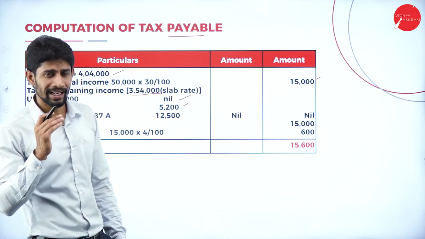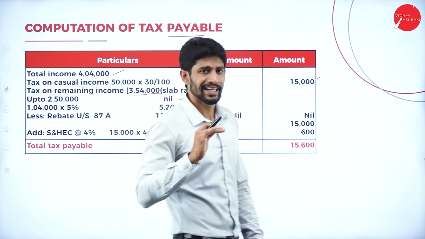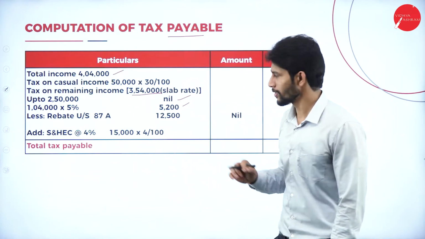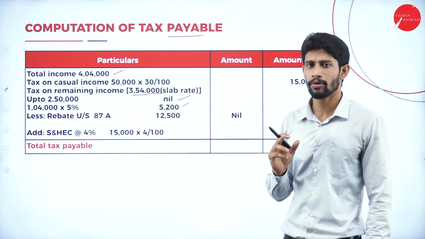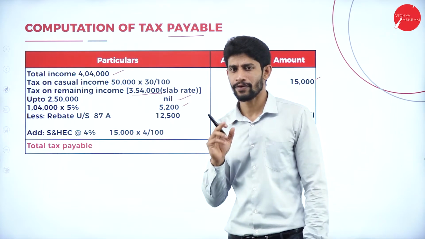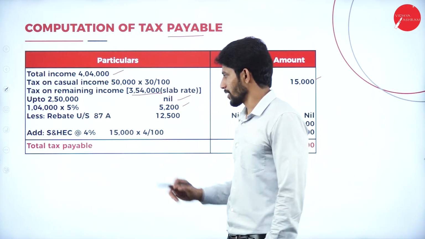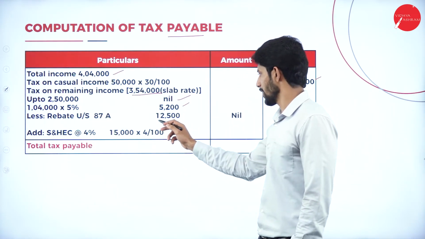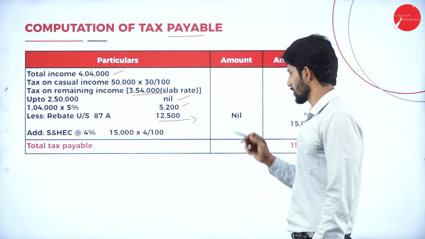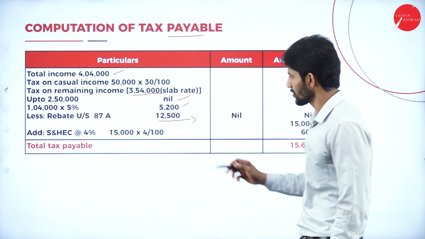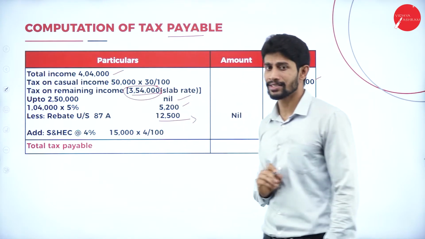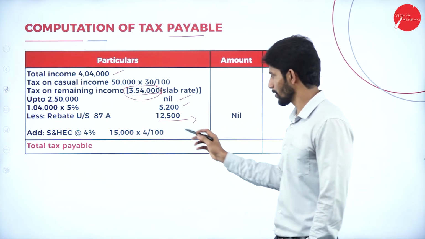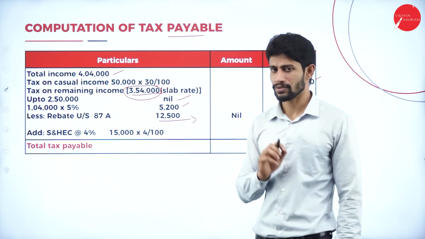You are supposed to give the rebate under section 87A of rupees 12,500. So the amount is fixed. Rebate amount is fixed, 12,500. So less rebate under section 87A, 12,500. Then here the taxable value comes to nil because the income is less than 5,00,000. If this income is less than 5,00,000, then he is eligible to take the rebate of 12,500.